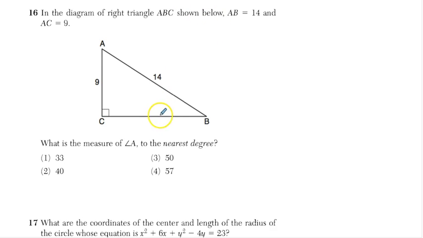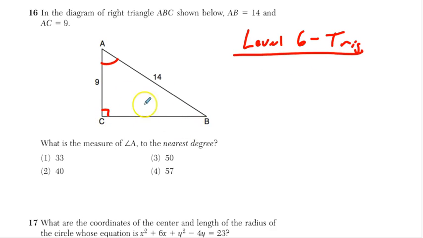Woo! Look at this. This is an easy question. It says, what is the measure of angle A to the nearest degree? Well, luckily we have our good friend level 6 where we learned about trig. And if we know 2 sides of a right triangle, then we can find the angles. Right? So, what do we do? We label our sides and we write down SOHCAHTOA.